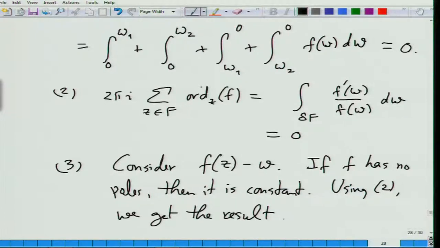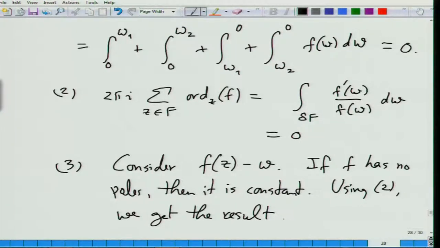Now if you just separate the poles and zeros, poles add up to minus L, so the orders of zeros will also add up to L. So what is the meaning of this? That there are certainly zeros of F in the fundamental parallelepiped. Further, their orders add up to L. So applying this to this function, it means that there are points z inside the fundamental parallelepiped on which f(z) minus w is 0.